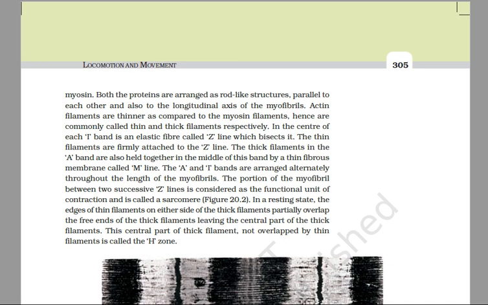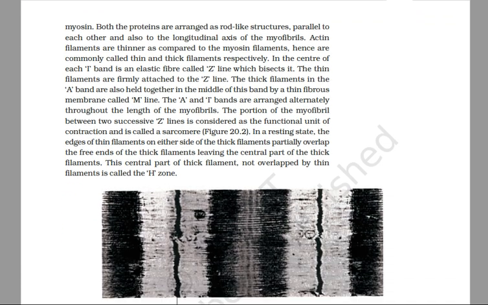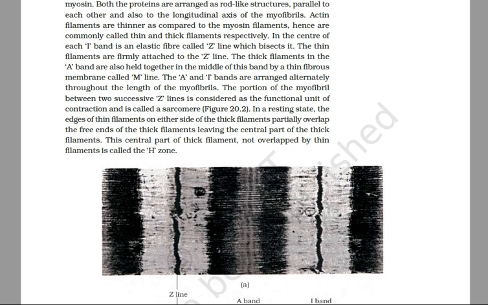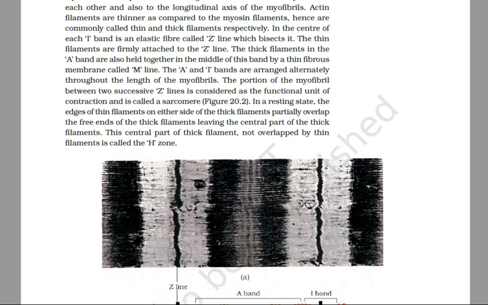Now, here on the screen, you can very well see the presence of the Z line in the middle of the I band, and you can see the alternate light and dark bands. In the middle of the I band, the dense narrow line is called the Z line. Its full form is Zwischenscheibe, a German word. Its meaning is 'in between the disc'.